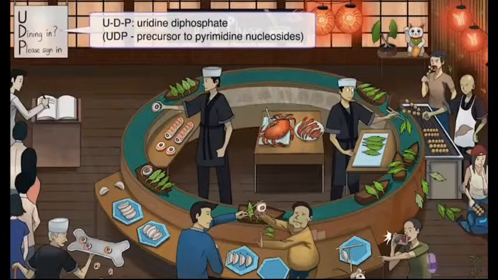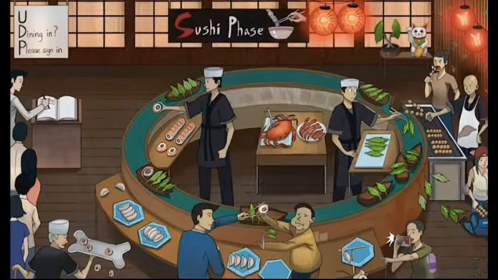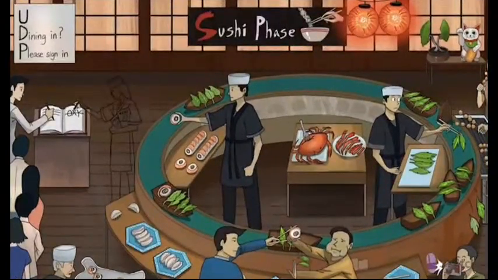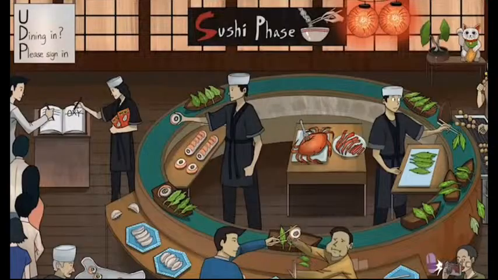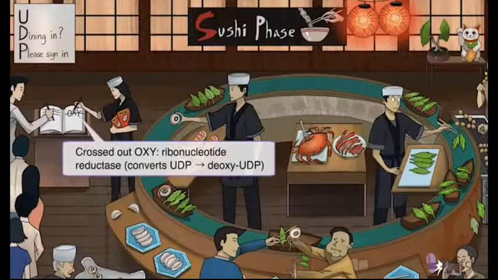UDP, it turns out, is the substrate for ribonucleotide reductase, which converts UDP to deoxy-UDP, a molecule that will eventually go on to form all those deoxypyrimidine nucleosides we need for DNA synthesis. And it looks like someone has signed in. Oxy, party of one? As the waitress crosses off the name Oxy and reduces the length of the list, think of ribonucleotide reductase, converting that UDP into its deoxy form. Now we're getting somewhere. Once we have dUDP, we can dephosphorylate it into those dUMP dumplings.